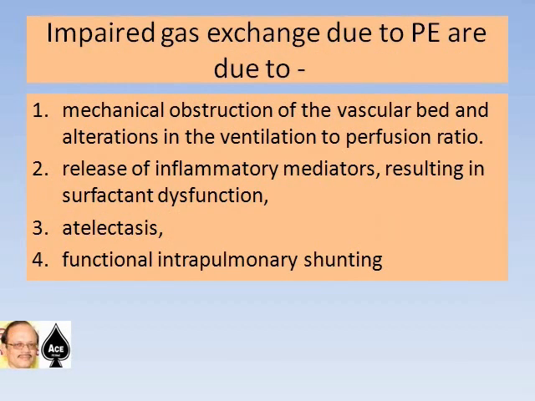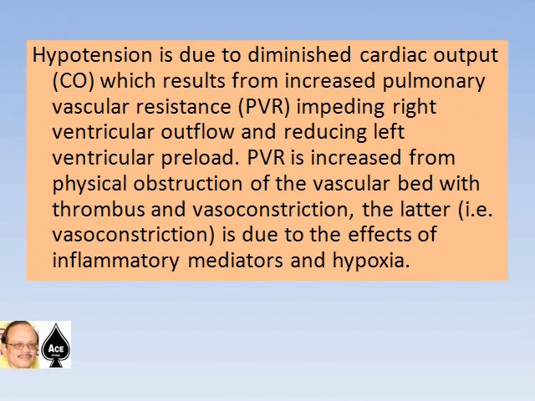First, impaired gas exchange due to PE results from mechanical obstruction of the vascular bed and alteration in the ventilation perfusion ratio. Secondly, release of inflammatory mediators resulting in surfactant dysfunction. Third, atelectasis, and fourth, functional intrapulmonary shunting.